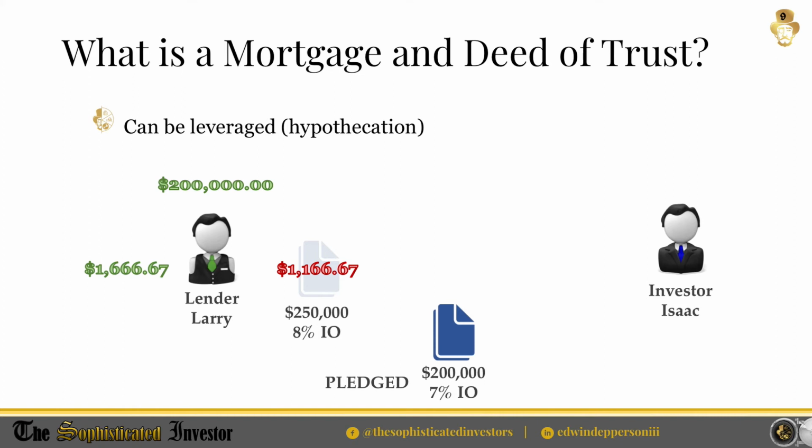What has this created? Well, every month, Larry gets a payment of $1,666, and he pays investor Isaac $1,166. What happened to that $500? This is what we call a yield spread. Larry the lender is now able to make money on money that he now has back in his account. This is extremely powerful and allows a private investor, a private lender like yourself, to hypothecate or exponentially grow your capital utilizing other people's money.